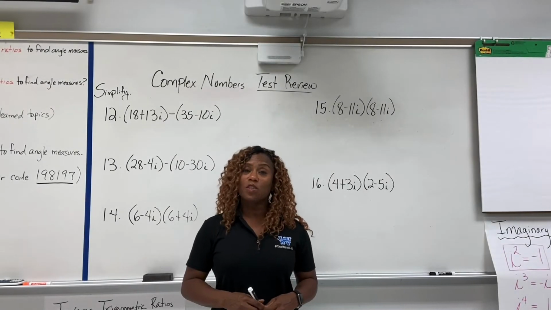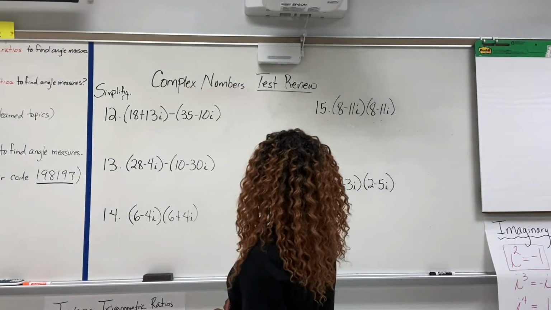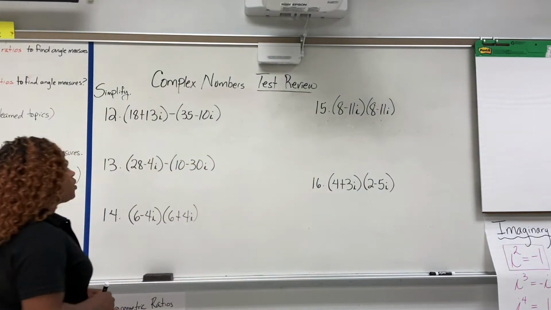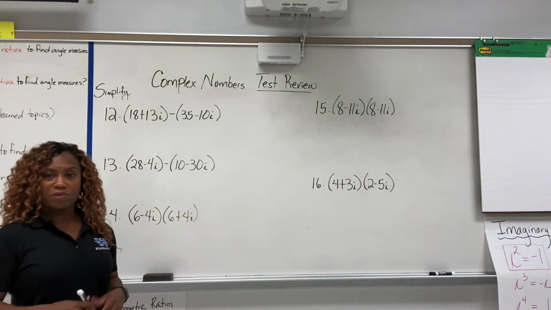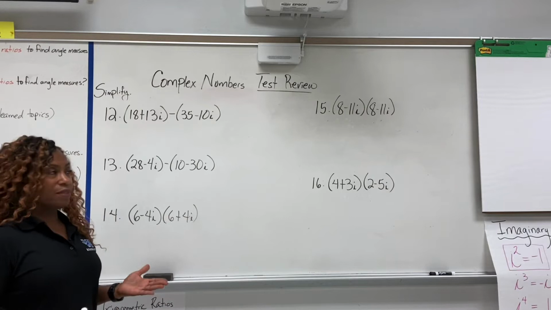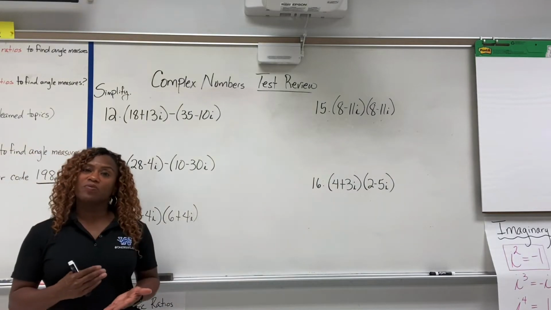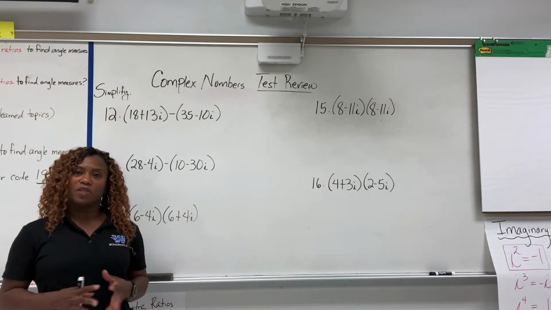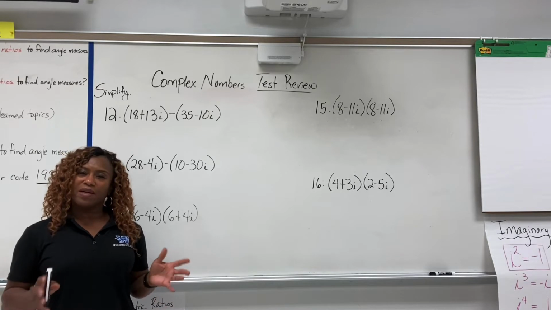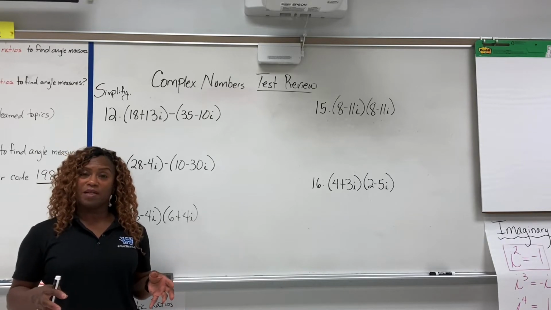Okay, class, let's continue with numbers 12 through 16. So for number 12, notice that we're subtracting complex numbers. So still complex numbers, we're just subtracting this sign. And if you recall, or if you look at your graphic organizer in your notes, you'll see that we found a method that helps us out when we're subtracting complex numbers.